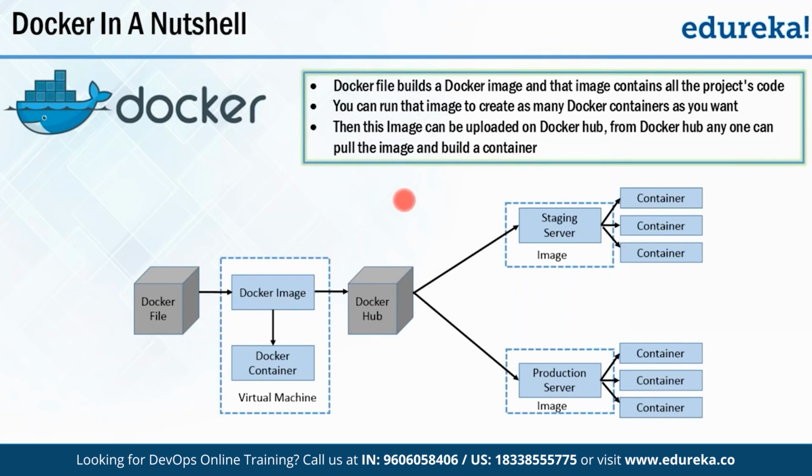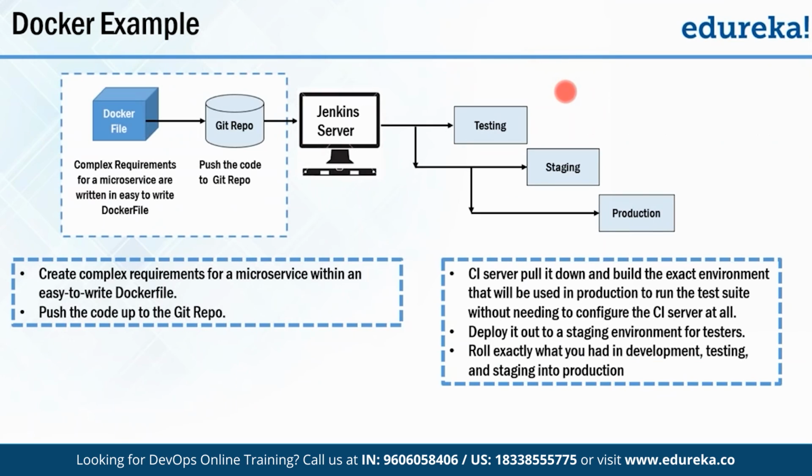So I'll move forward and we'll see, for better understanding of Docker, a Docker example. So this is another way of using Docker. In the previous example, we saw that Docker images were used and those images were uploaded onto the Docker Hub. And from Docker Hub, various teams were pulling those images and building their own containers. But Docker images are huge in size and require a lot of network bandwidth. So in order to save that network bandwidth, we use this kind of a workflow.